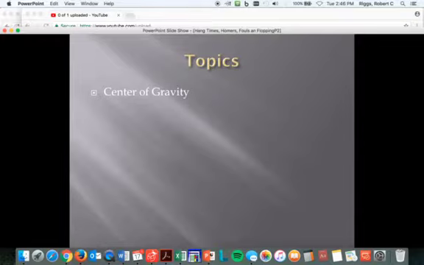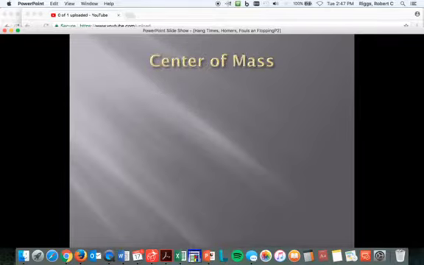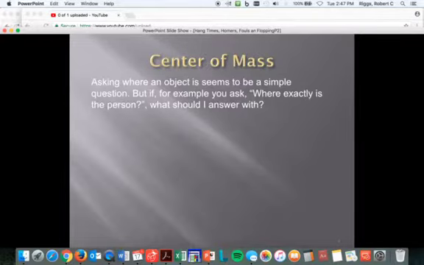Topics, things you need to know about when watching projectile motion: the center of gravity, and projectile motion. Those are the two things that are required in the long jump. Center of gravity. All right, center of mass, center of gravity, same thing. Center of mass we use more. Center of gravity we can use here on Earth because the gravitational pull on everything is the same.